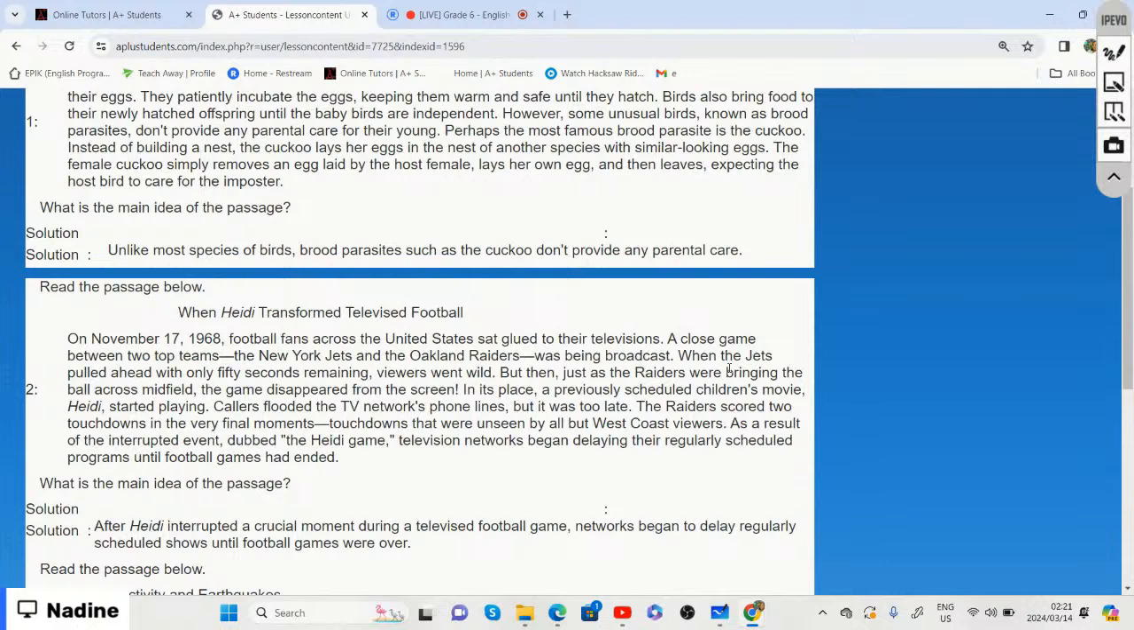Callers flooded the TV network's phone lines, but it was too late. The Raiders scored two touchdowns in the very final moments, touchdowns that were unseen by all but the West Coast viewers. As a result of the interrupted event, dubbed the Heidi game, television networks began delaying their regularly scheduled programs until football games had ended.